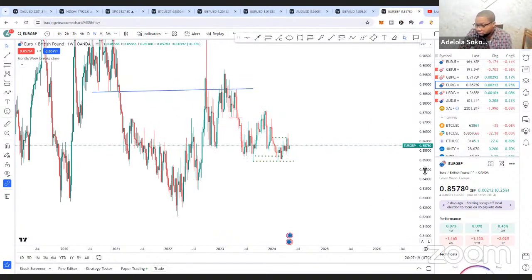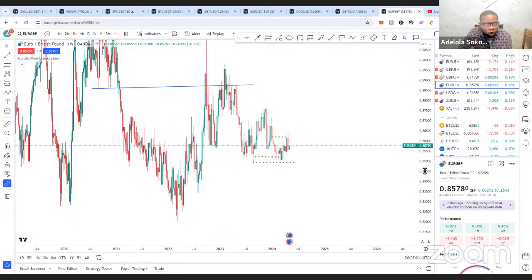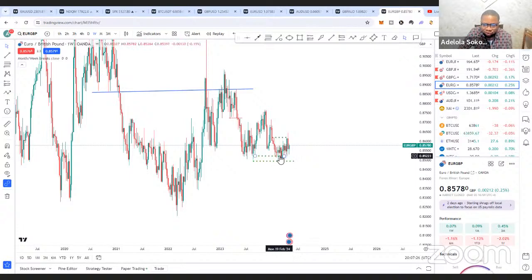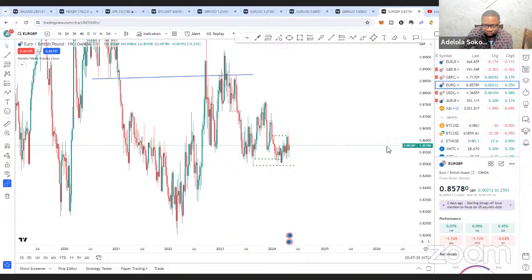All right. So Euro GBP is still so much around the support area. If you look at the weekly time frame, it seems to have kept bouncing off around this area.